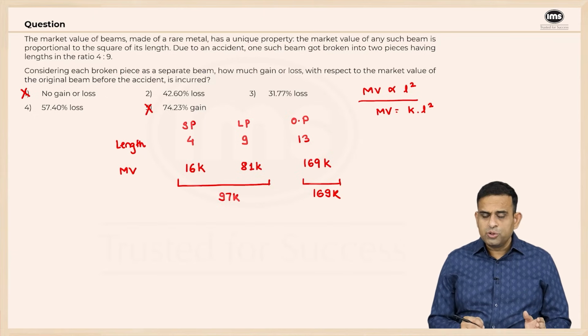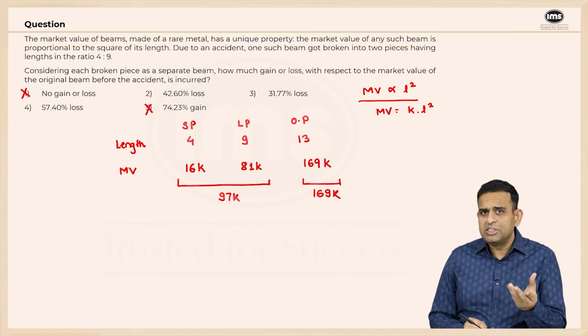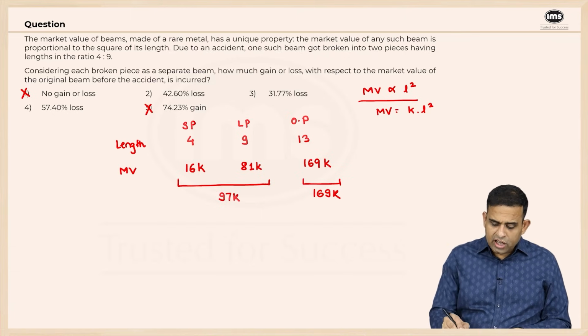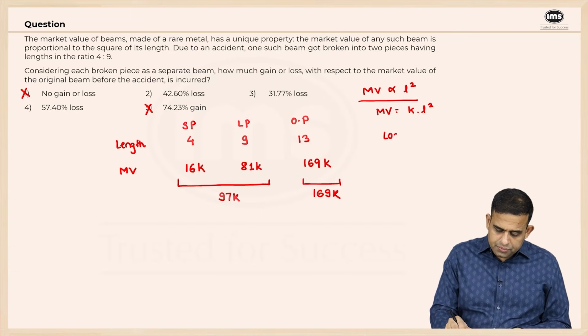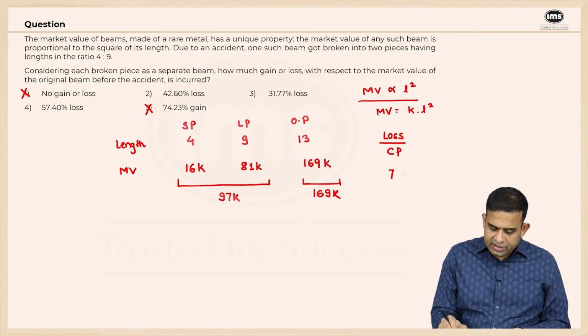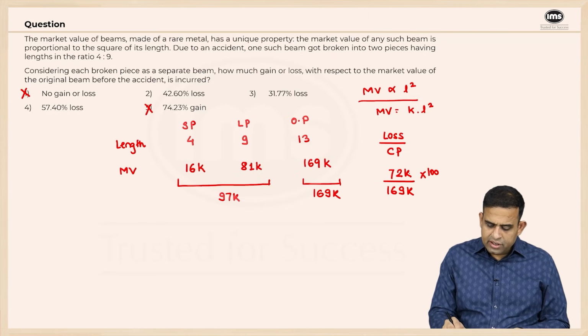How much is my loss? Something which was 169 is now having a worth of 97. That means a loss of 72 on something which costed you 169k.